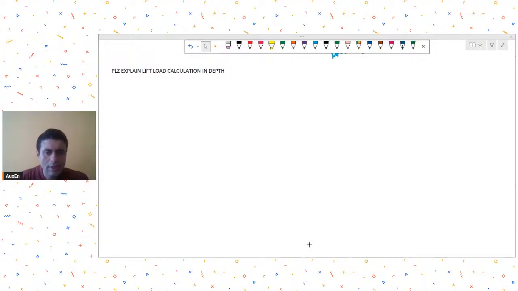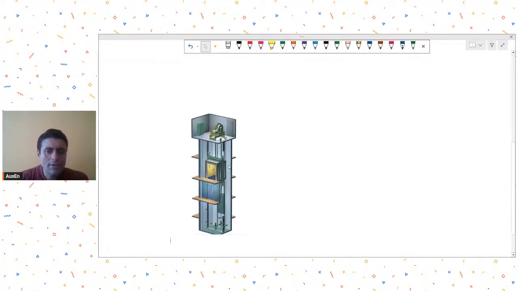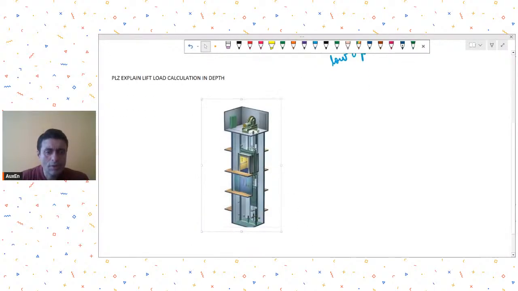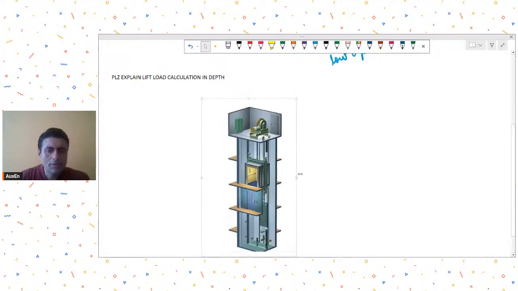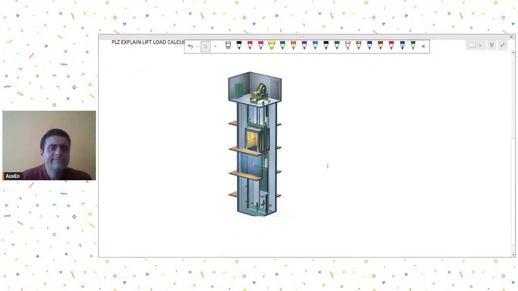So typically, what happens? I am just taking this image from the internet. This is what your typical lift looks like. Are you able to see this image? Hello. So this is your lift car. Let's say this is your lift car, and then these are the hoist system on which that lift moves up and down, and then this is the lifting pulley system.